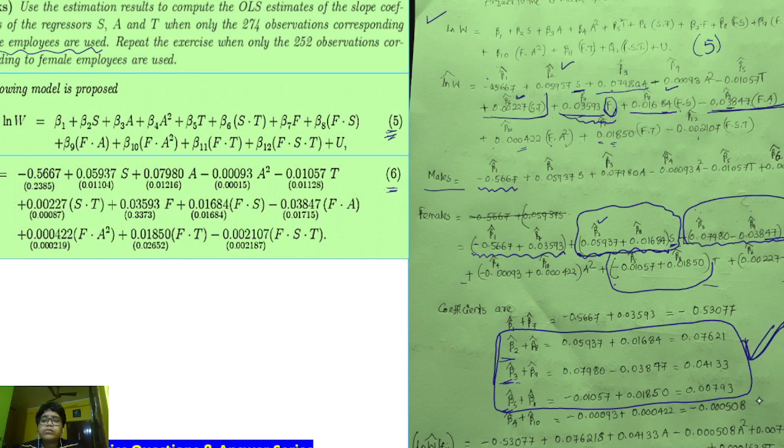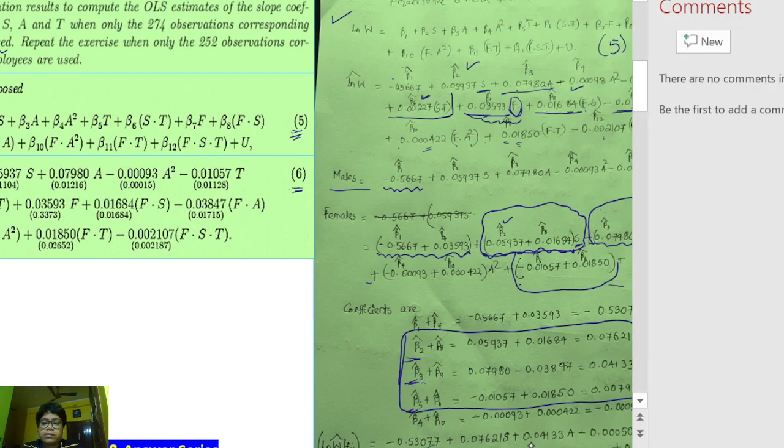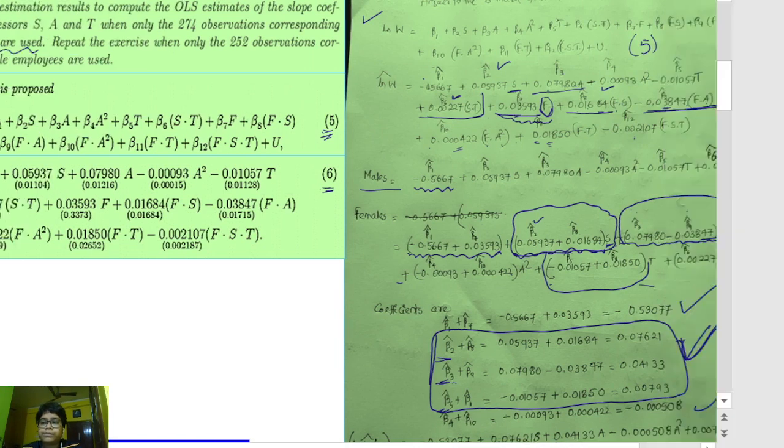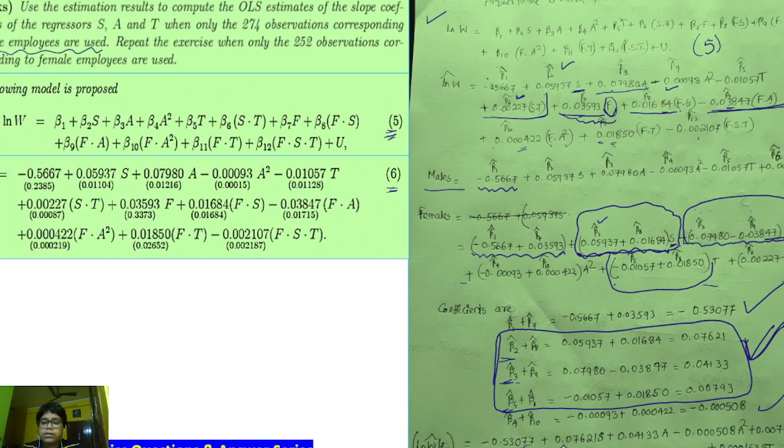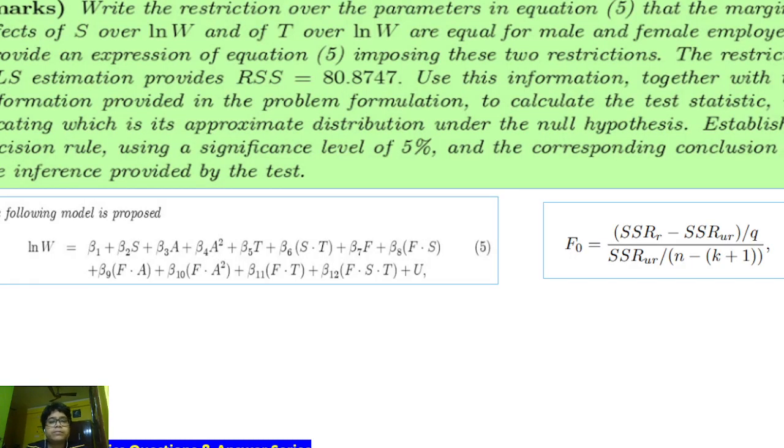But if you want to add them up and show how different it is from the males, then you can use all these values, where you will be using beta 1 cap plus beta 7 cap and beta 4 cap plus beta 10 cap. Here this is solved. Okay, so question 6 is done. Next let's move to question number 9.